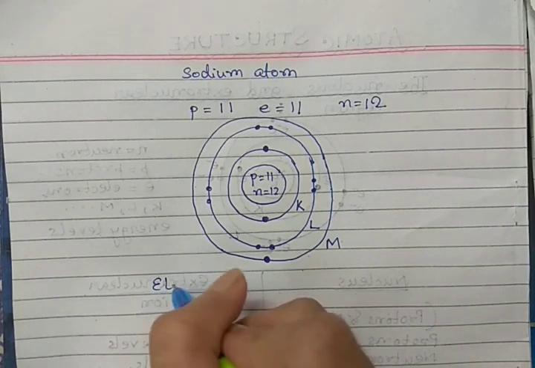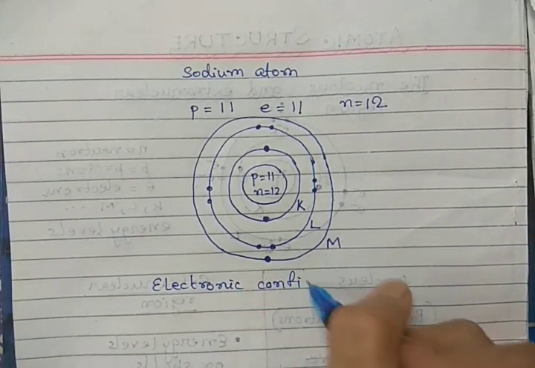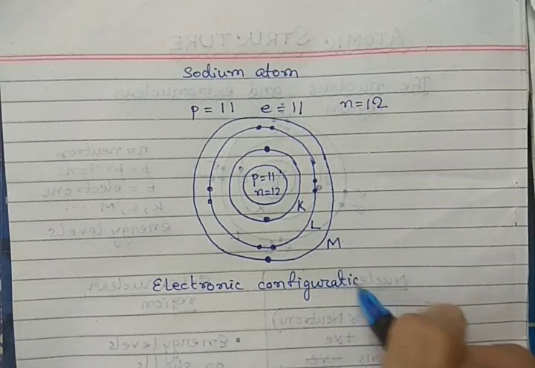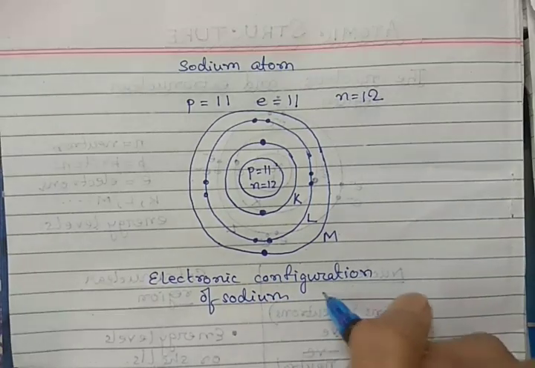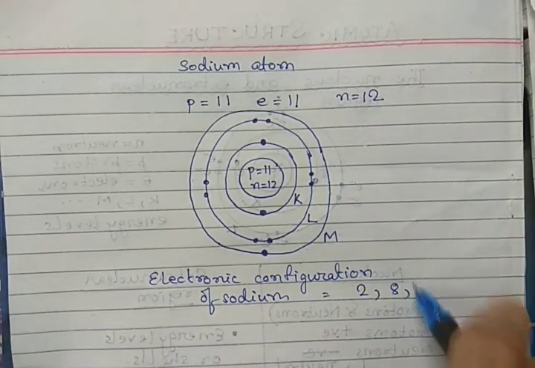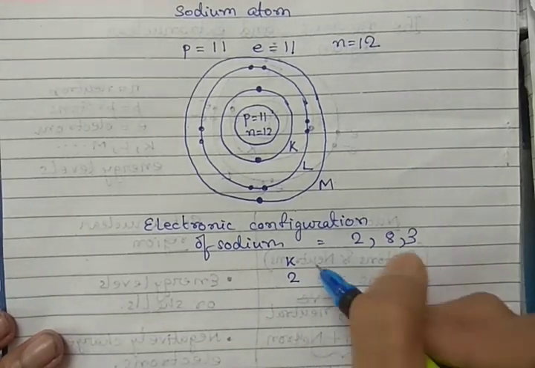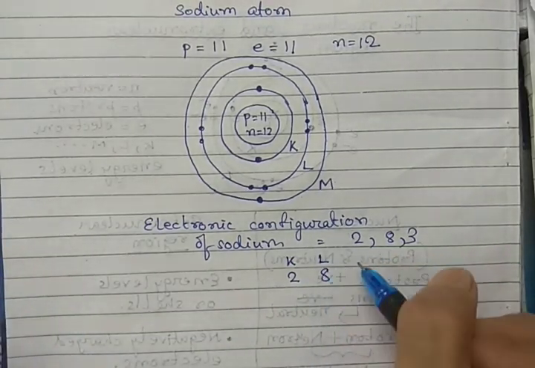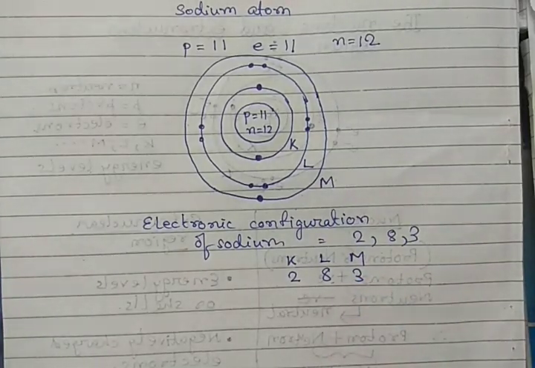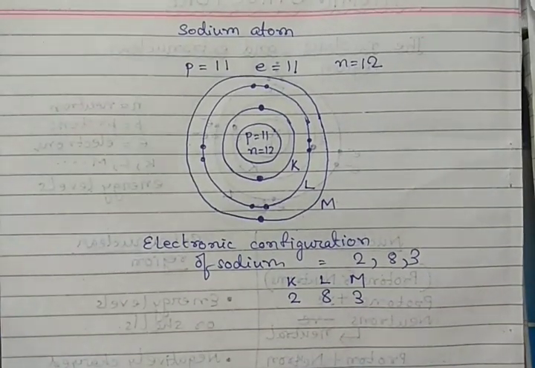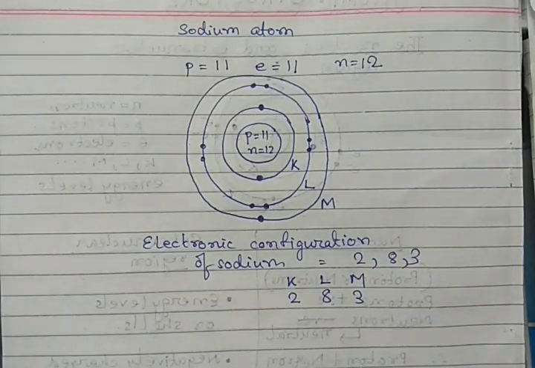So the electronic configuration of sodium is 2, 8, 1. That means there are 2 electrons in the K shell, 8 electrons in the L shell, and 1 electron in the M shell. Clear? There are 2 electrons in the K shell, 8 electrons in the L shell, and 1 electron in the M shell. Is it clear?